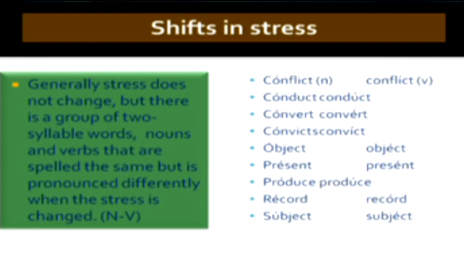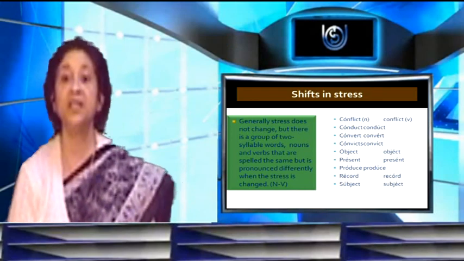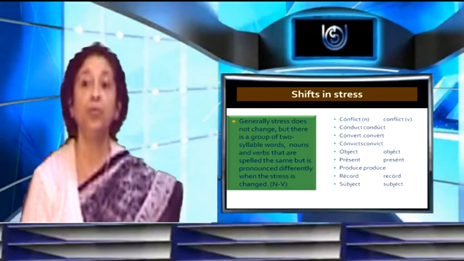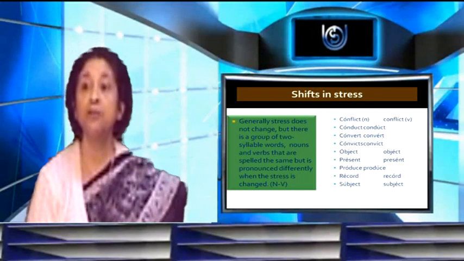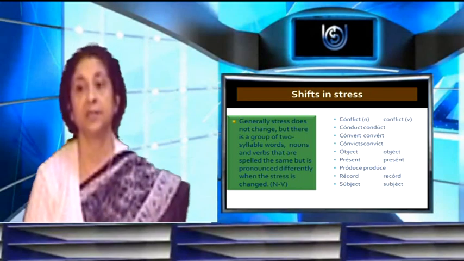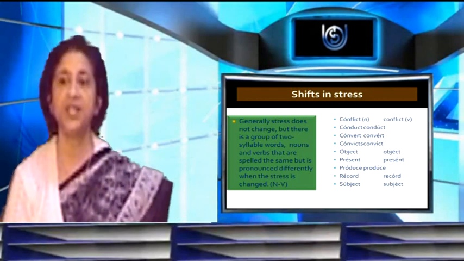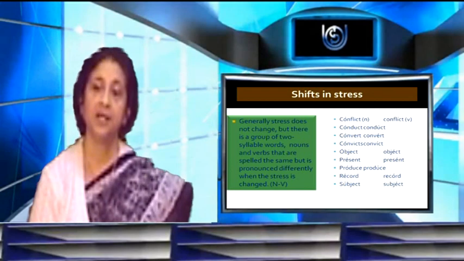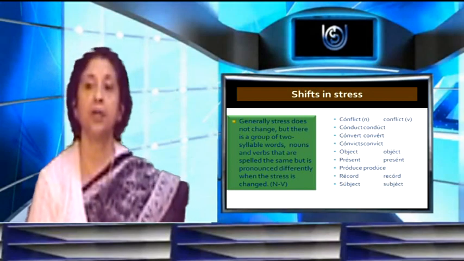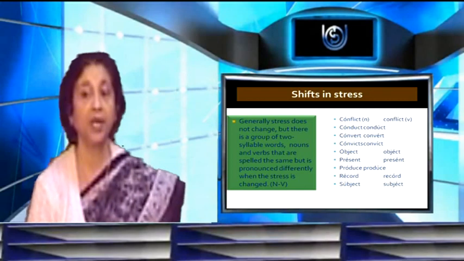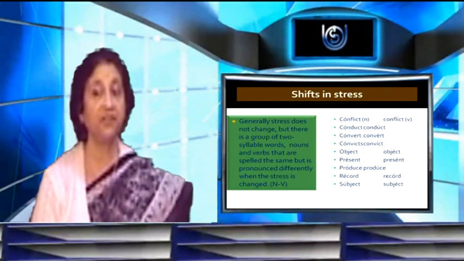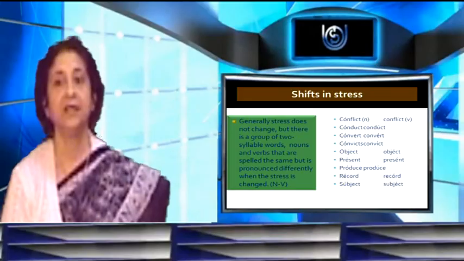Generally stress does not change, but there is a group of two-syllable words, nouns and verbs, that are spelled the same but pronounced differently when the stress is changed. Noun to verb: conflict, conduct, convert, convicts, object, present, produce, record, subject. Now you can note here there is a shift in the stress.